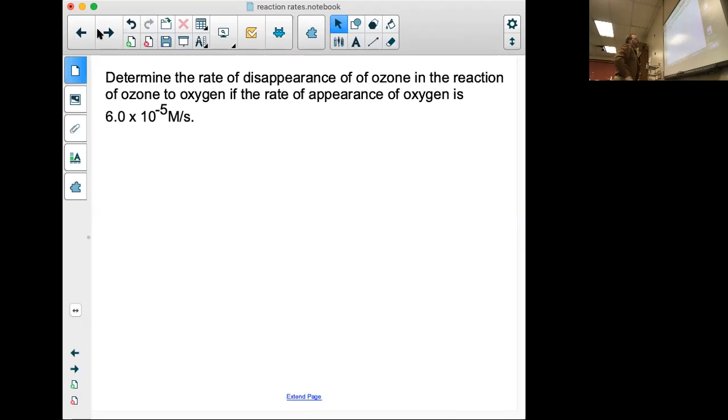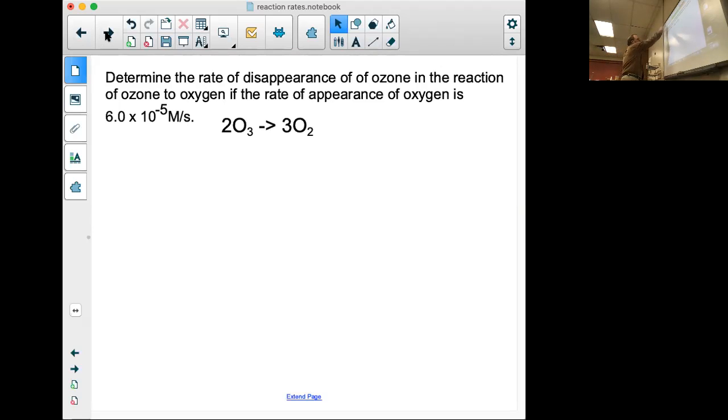So here's a look at the problem. Determine the rate of disappearance of ozone in the reaction of ozone to oxygen if the rate of appearance of oxygen is 6.0 times 10 to the minus 5th molar per second. I know that looked complicated, but it really isn't. Let's look at our reaction here. Ozone, which is O3, going to O2, oxygen. Balance it up, we get 2 O3 yields 3 O2.